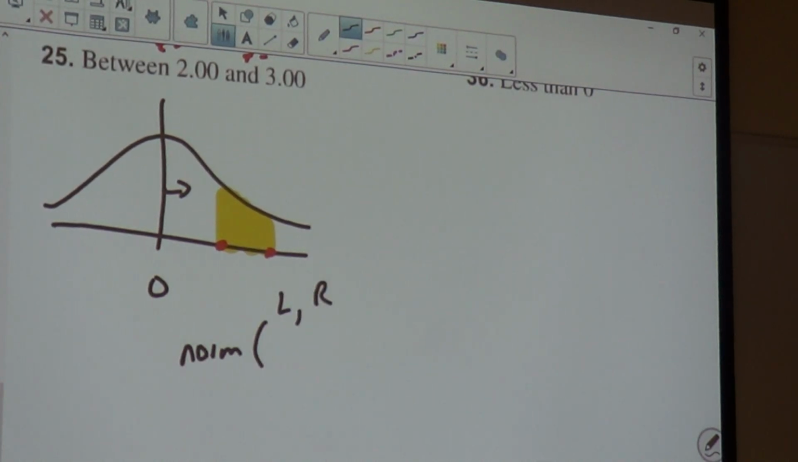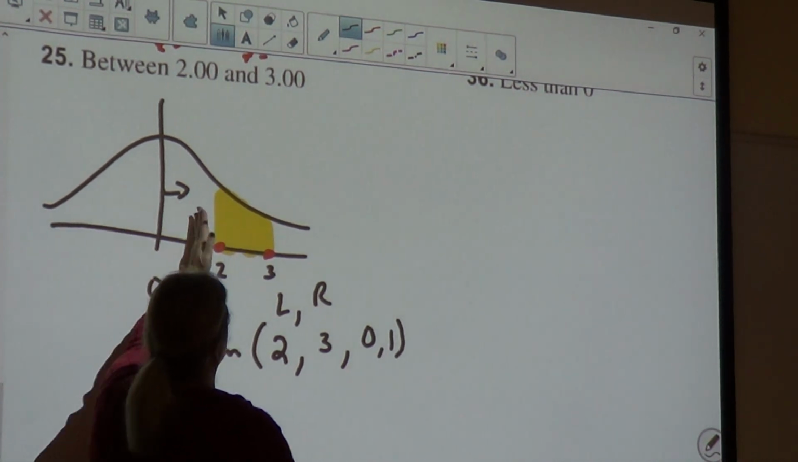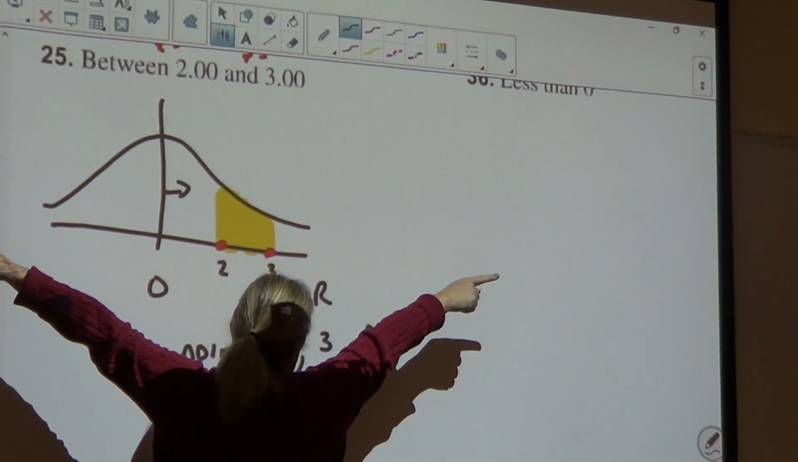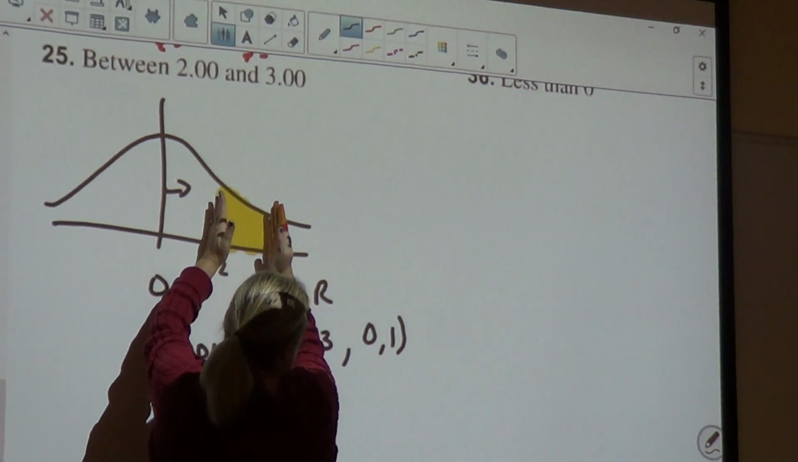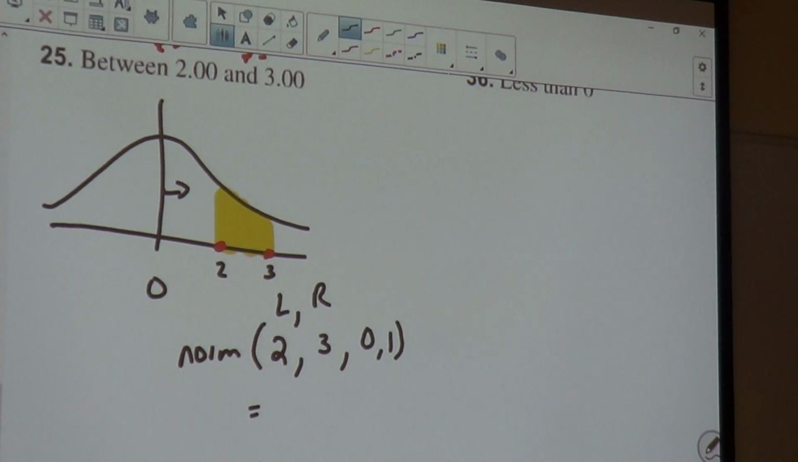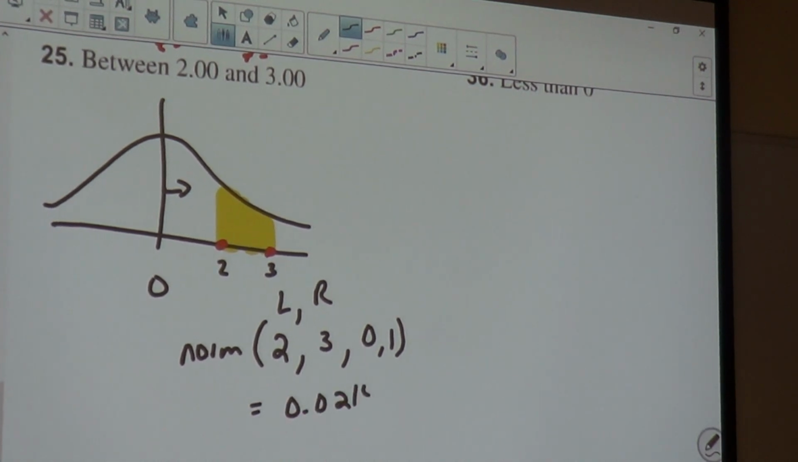What is my left? 2. What is the right? My left shading is 2. My right shading is 3. There you go. 2 to 3. So my area under the curve, that means about 2%. So I didn't shade that much, y'all.